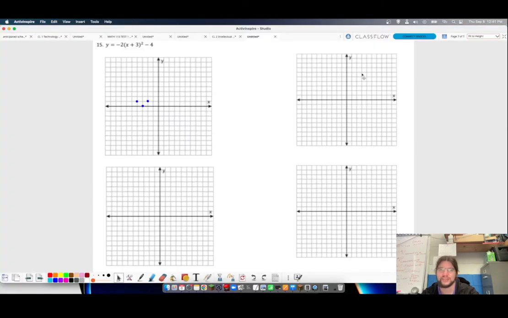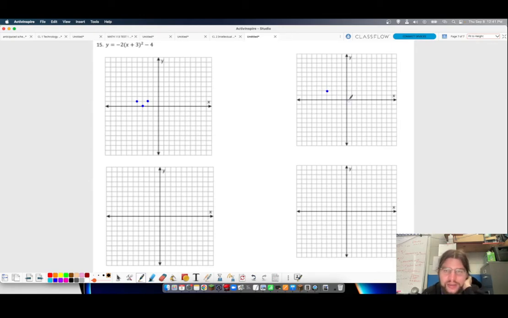Stretch compression. Next, yes. So we don't have any horizontal stretches or compressions because it's not in there with the x. We have a vertical stretch by 2 units. So we're going to take these same dots and we're going to double the Y values. So this is negative 4, 1. And I'm going to double the Y value. What's 1 times 2? 2.